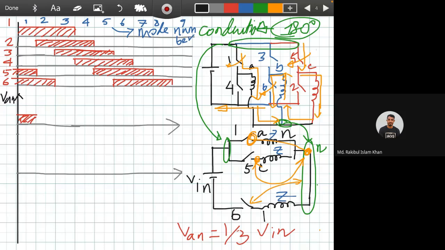Sir, how did 1/3 come? Could you explain once, sir? My electricity went off. Oh, 1/3. If you can see from the previous resistance circuit, using that analogy, we can say that VAN will be 1/3 of Vin.